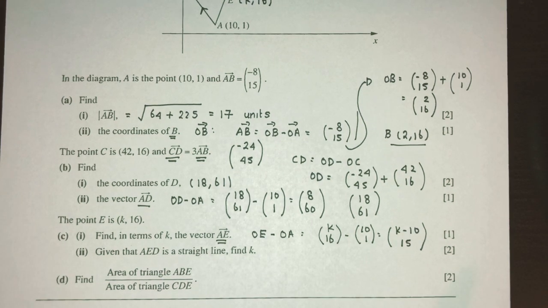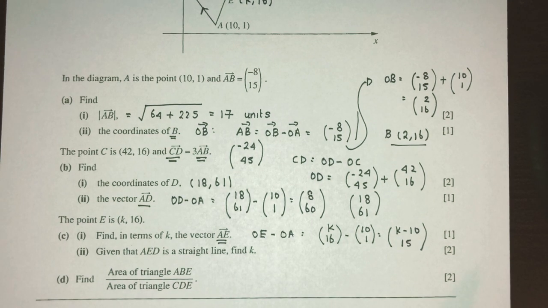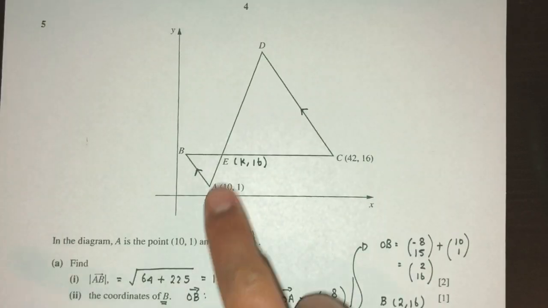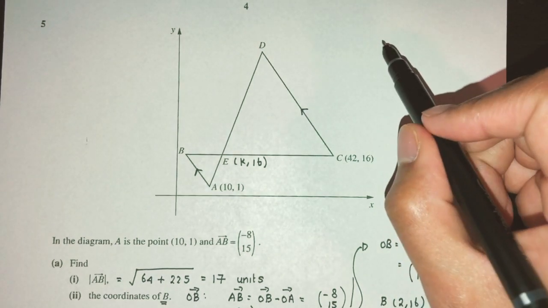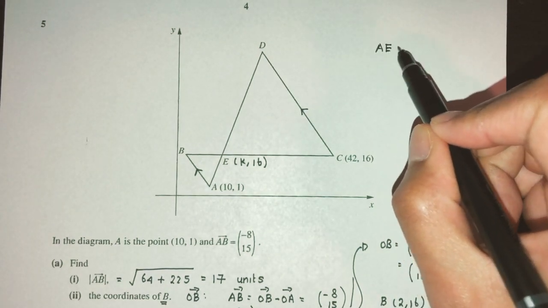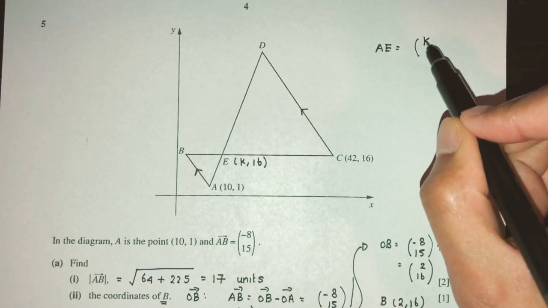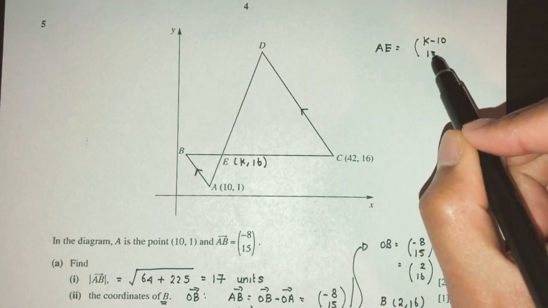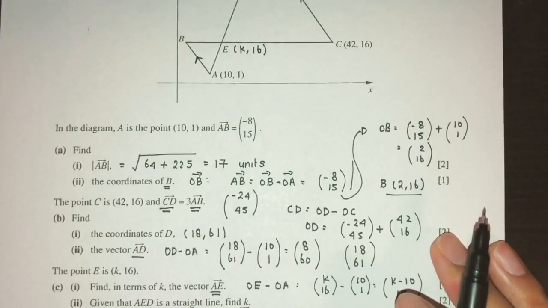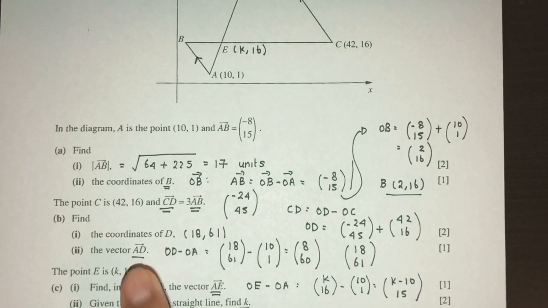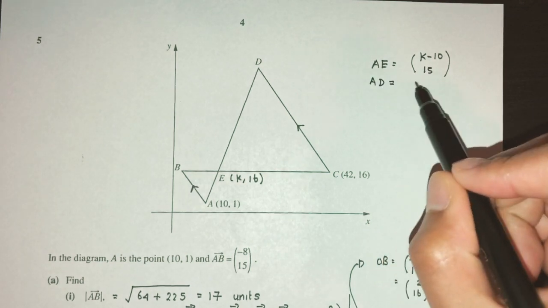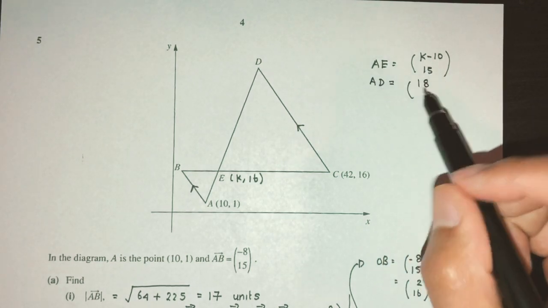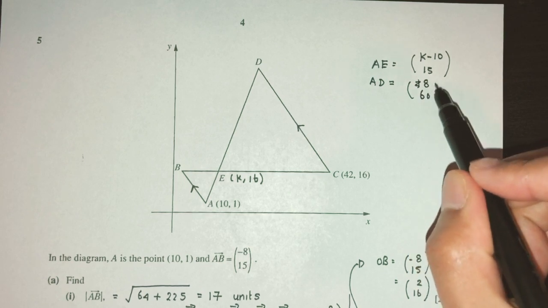Now for part 2, given that AED is a straight line, find the value of k. So let's use that. We know that AE is equal to (k minus 10, 15). But previously we also found out the value of AD was given by (8, 60). That's the value of AD.